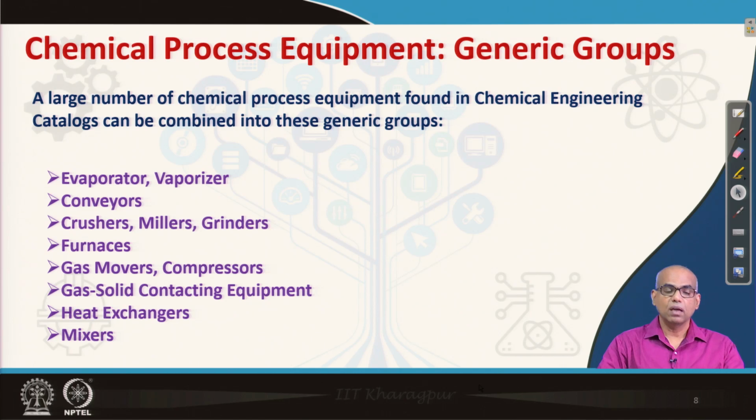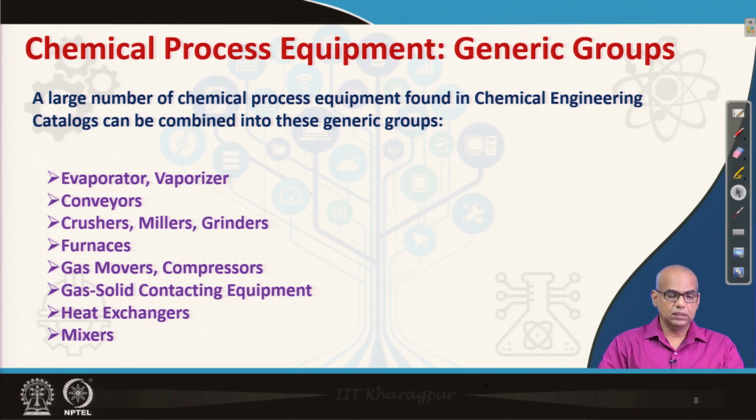So, there may be several equipment which are used in industry like coolers, heaters, furnaces, etc., all may come under heat exchangers. Furnaces will be put separately, but you have coolers, you have heaters, you have economizers, etc., as you have seen in our previous slides.